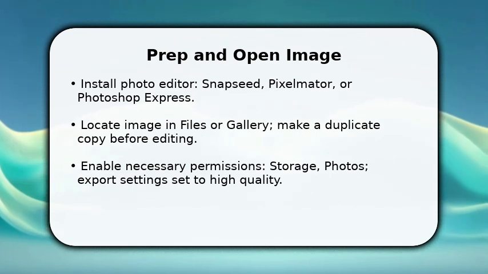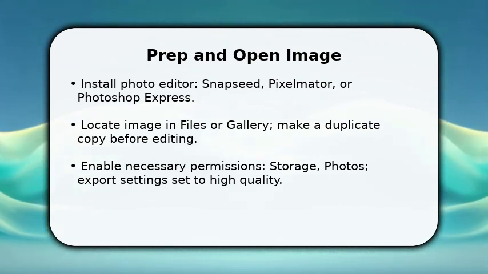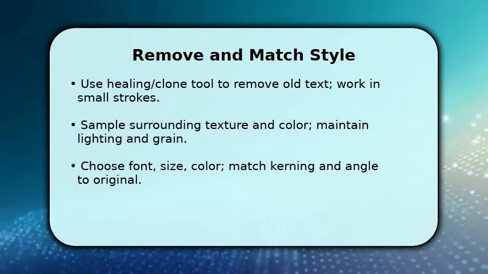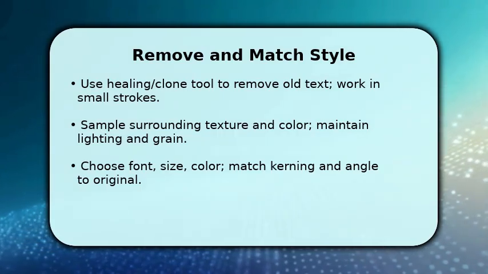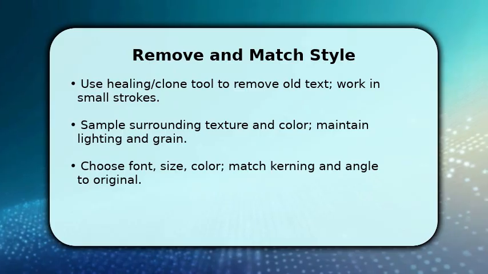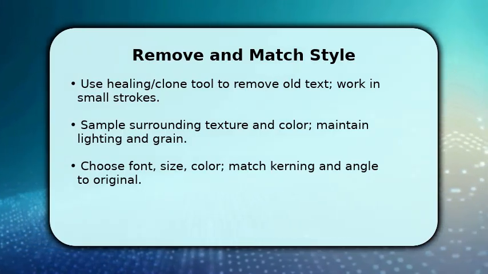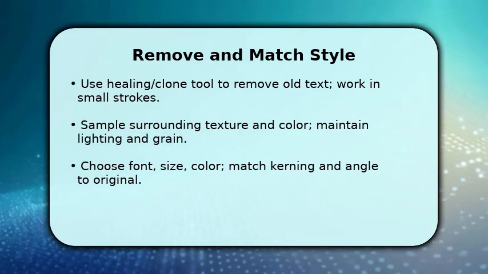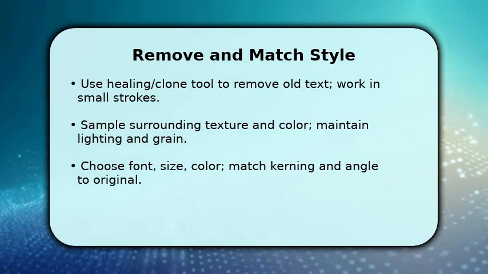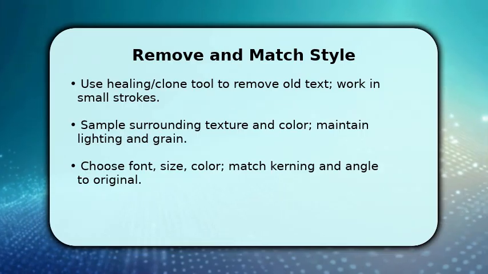You remove the existing text by sampling nearby pixels and using the healing or clone tool in small, controlled strokes. This recreates texture and prevents patchy areas. Once the background looks seamless, switch to the text tool. Match font style, size, spacing, color, and tilt to blend with the photo. This is why sampling and guides matter.